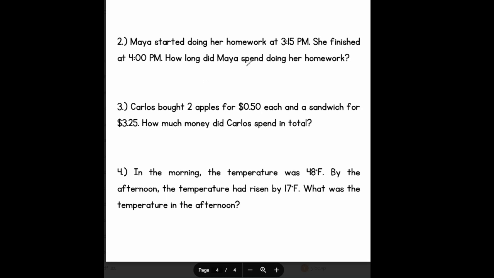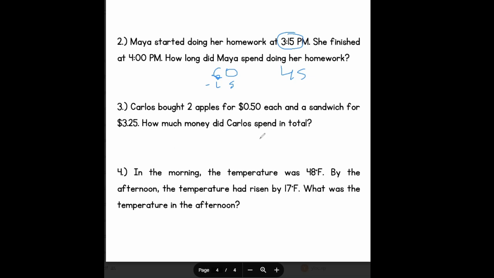So there are 60 minutes in an hour. If you subtract the 15 minutes that she started late into the hour, it would be 45 minutes that Maya spent doing her homework. Because if you count 3 to 4 as 1 hour, then it's 60 minutes, right? And if she started 15 minutes into the hour, you'd have to do 60 minus 15 to see how many minutes of work she actually did.